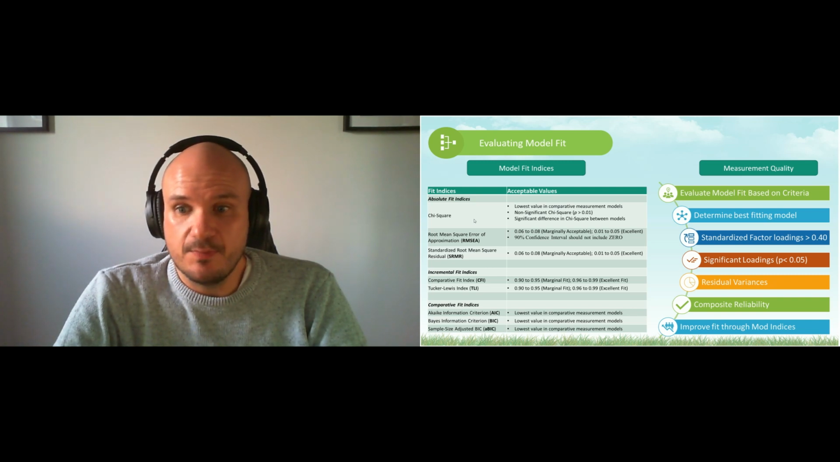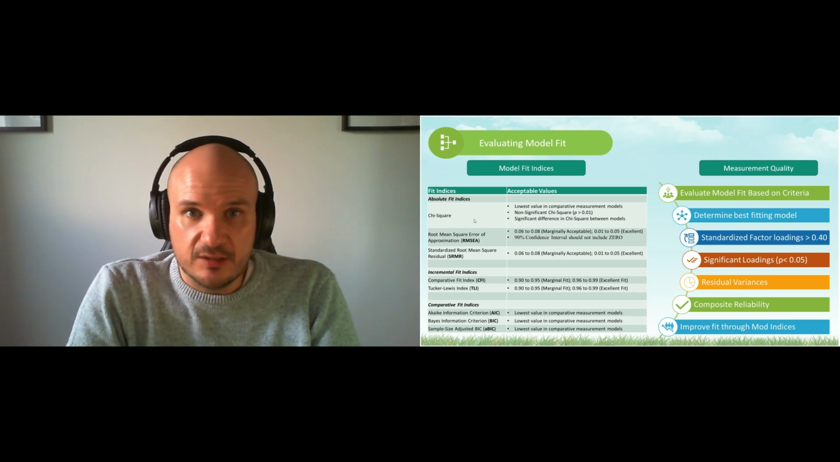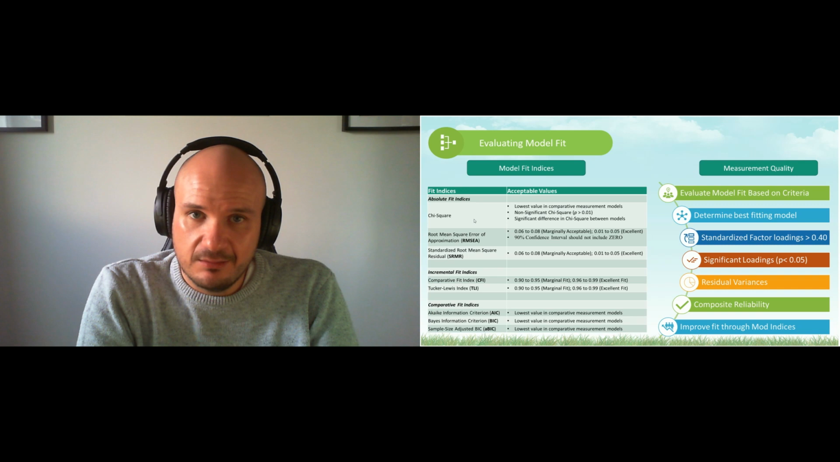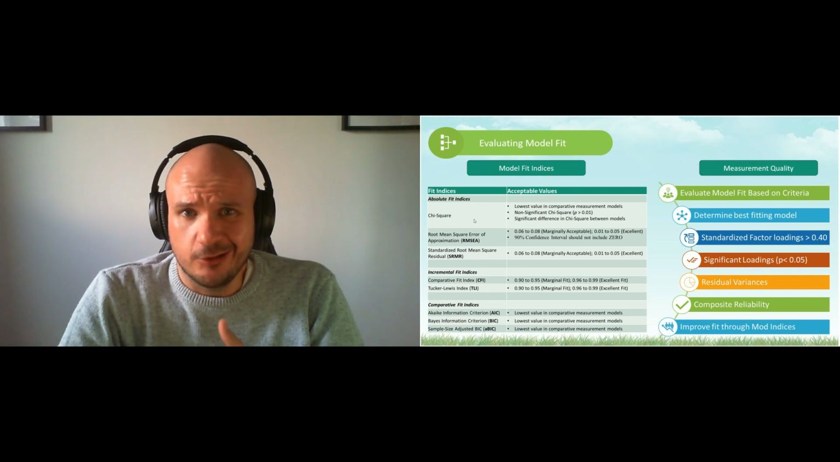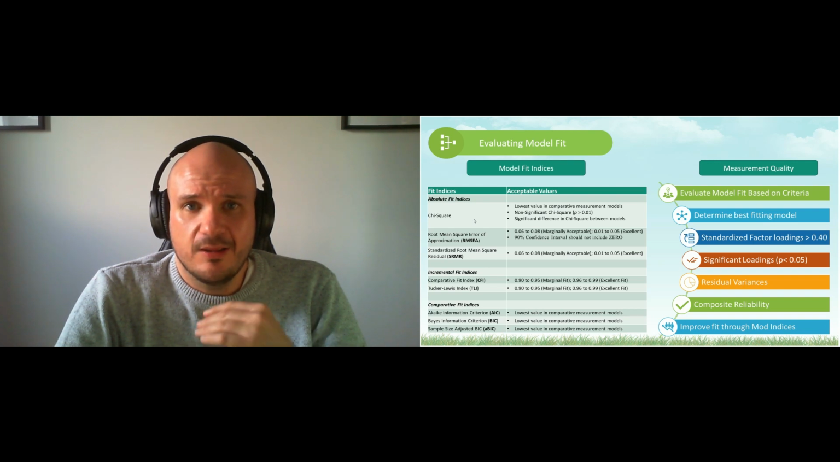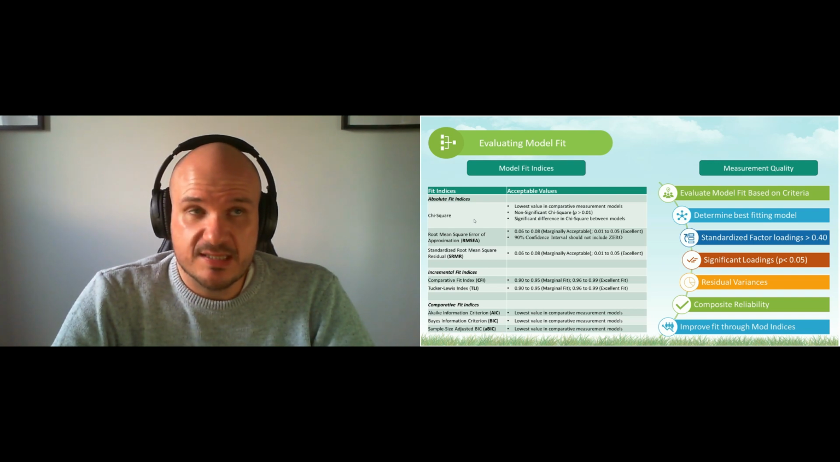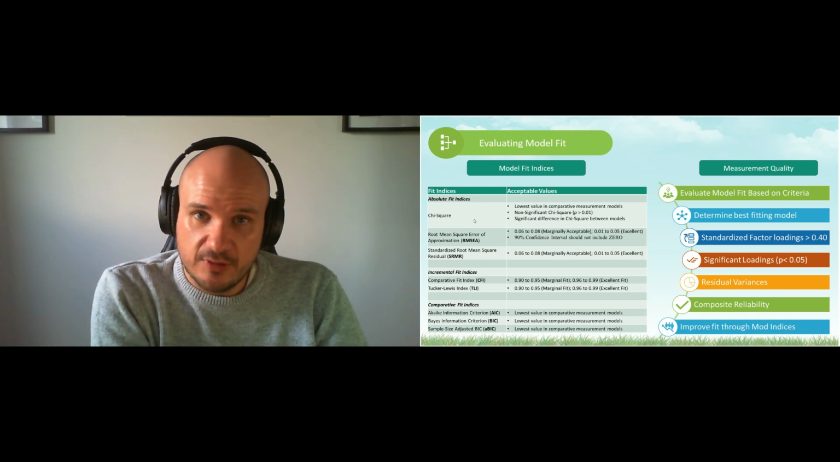we have to look at, which is the measurement quality. Of course, we first always evaluate overall model fit. If the model doesn't fit the data, then there's no need for us to actually go and look at some of the other aspects. So once we've determined the best fitting model for our data, we have to start looking for the item loadings. So the standardized estimates from the items that you specified onto the factor that it loads.